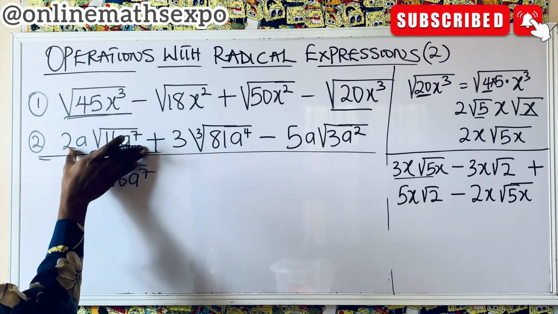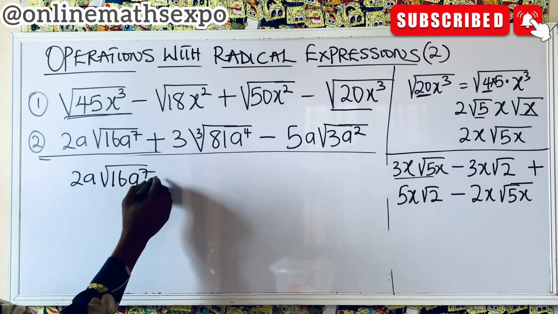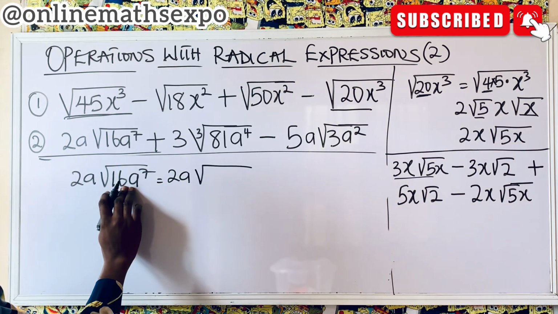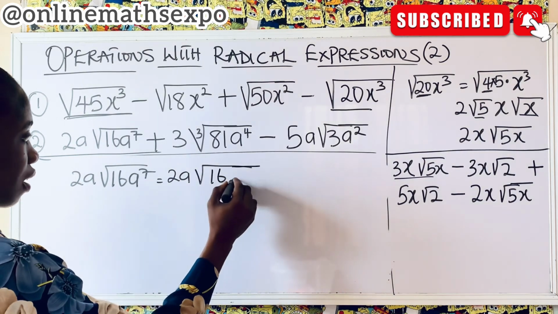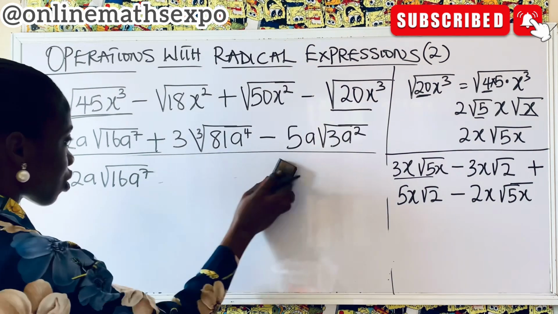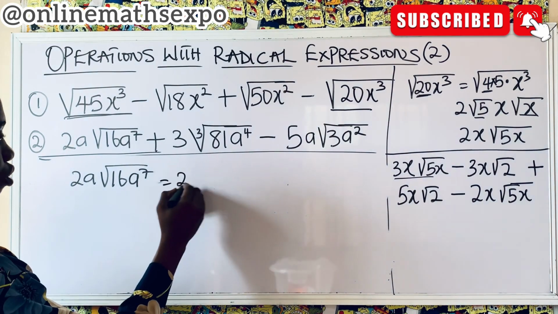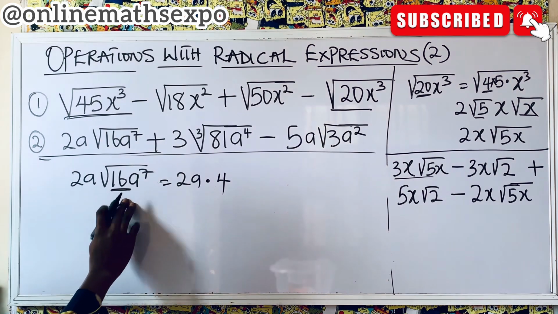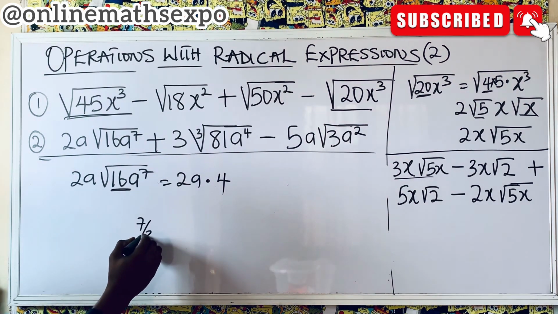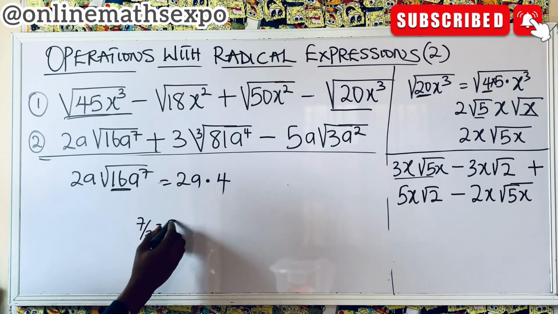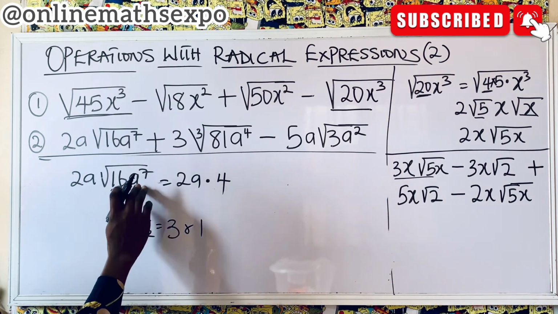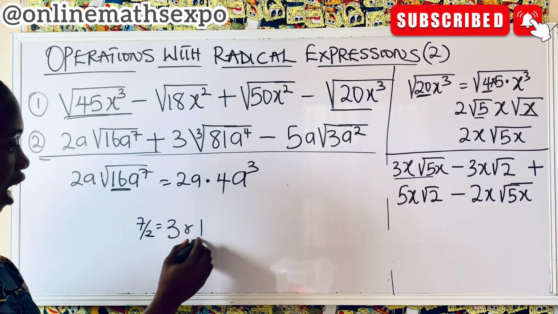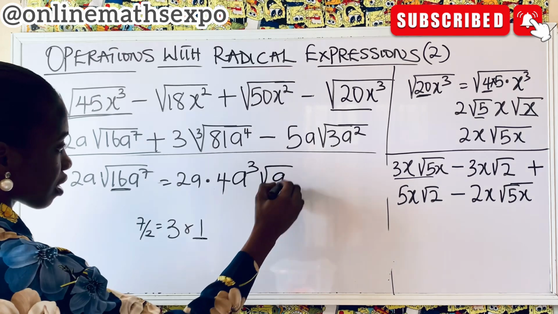So let's simplify this. What do you have? This will give us 2a. What is the perfect square of this? Is still 16. The square root of this is 4. It's perfect. Now this is 7, so you simply divide 7 by 2, and it gives you 3 remaining 1. So it means a to the power of 3 will be outside, and 1 will be inside to have this.